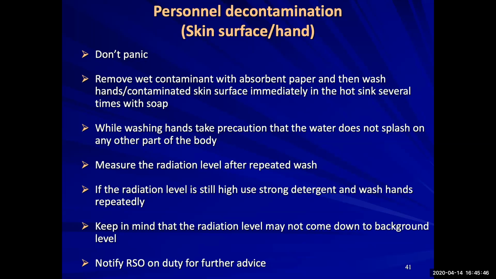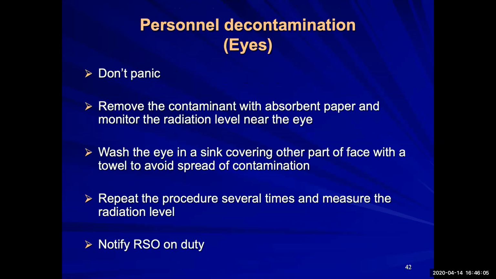Also measure the radiation level after repeated washing with the survey meter. We say the Geiger meter is the best one to measure the contamination because it is sensitive. If the radiation level is still high, use strong detergent and wash repeatedly. And of course, you have to notify the RSO on duty to give you advice. Eye, the same thing. Don't panic. Remove the contaminant with absorbent paper, covering the other parts of the face. You don't want to distribute the activity here and there. So repeat the procedure several times, measure the radiation level, and also notify the radiation safety officer in the facility.